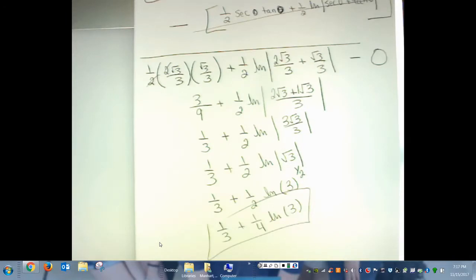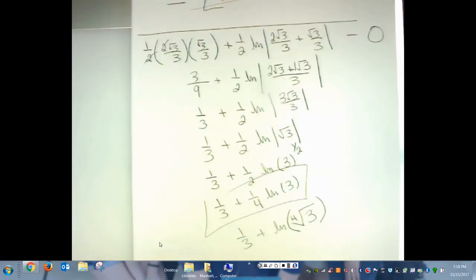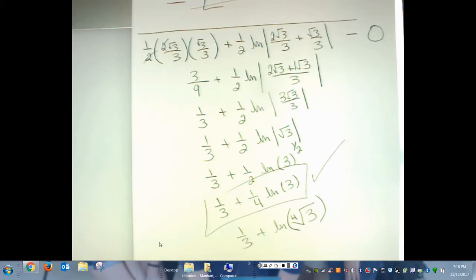So I could ask you for a single quotient where the denominator is 12. I could let you leave it this way. And I suppose some people may express it as 1/3 plus the natural log of 3 to the 4th root, I guess. But this is the way they gave this particular problem in the solution manual. And that's your final exact answer for that one.